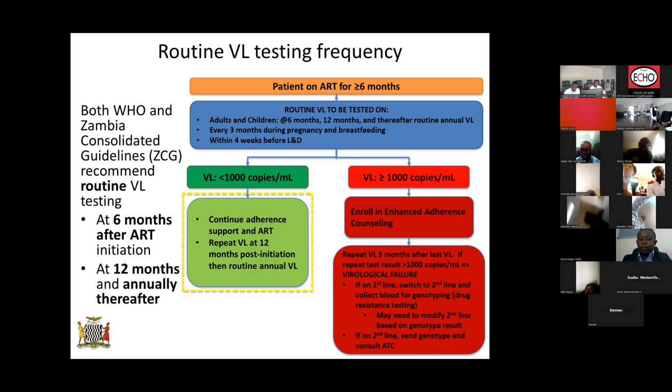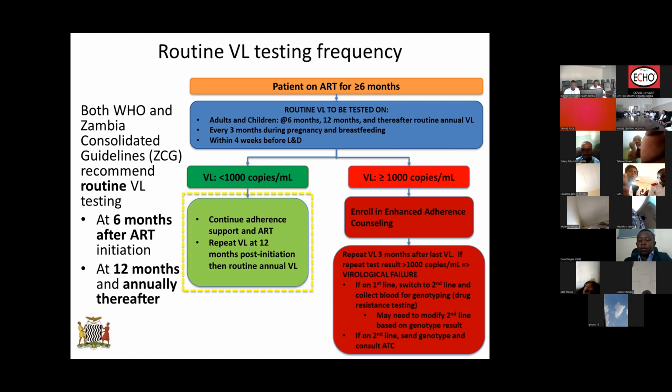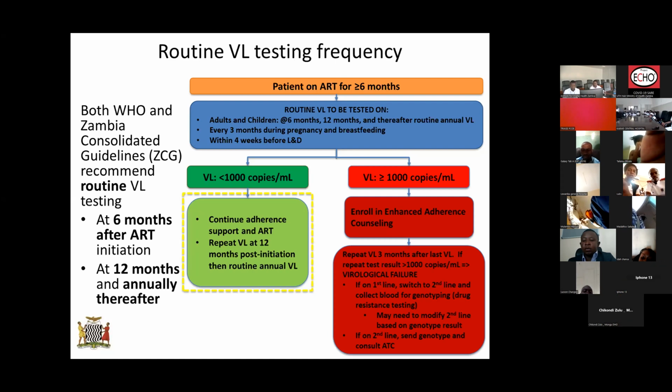So this one from our guidelines is just a review of routine viral load monitoring. Basically, to highlight that once a patient is on ART for 6 months or more, routine viral load testing is done, for adults and children, at 6 months from the time of initiation, at 12 months from the time of initiation, and thereafter annually. In terms of how we respond to the results, viral load less than 1,000 copies per mil is deemed as suppression, and we continue supporting the patient to ensure they continue on adherence. And if the recipient of care is not suppressed, then we enroll them in enhanced adherence counseling. The essence is to provide support so that the recipient of care can resuppress.